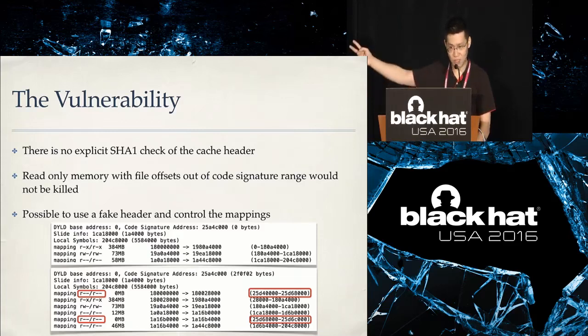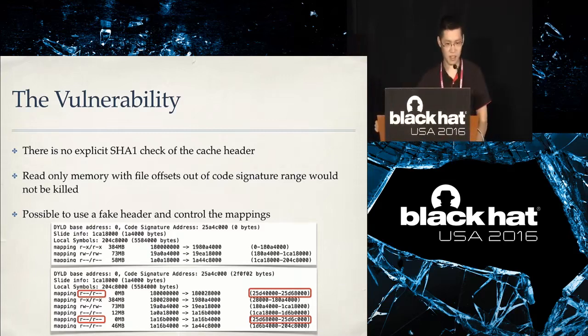So these are two snapshots. The first one is the mapping information of the original shared cache, and the second one is the one we patched in Pangu 9. We noticed that the fake header at the beginning points to the end of the file. We appended the fake header at the end of the file, which has no code signature, but that's fine because it's read-only memory. So the kernel thinks, okay, read-only memory, no signature, it will just let it go. It's okay.